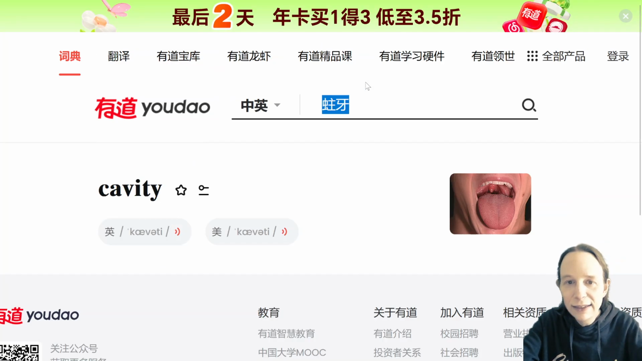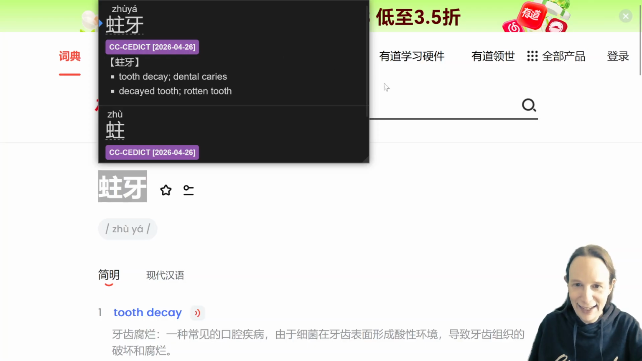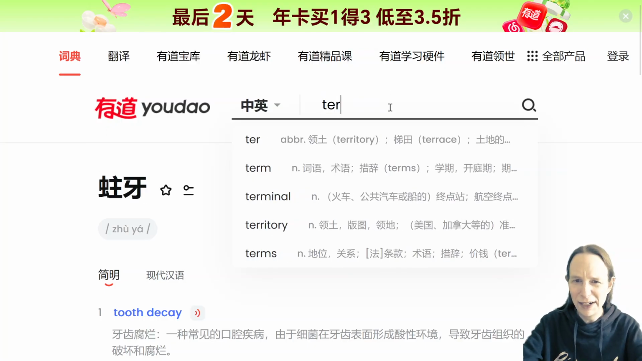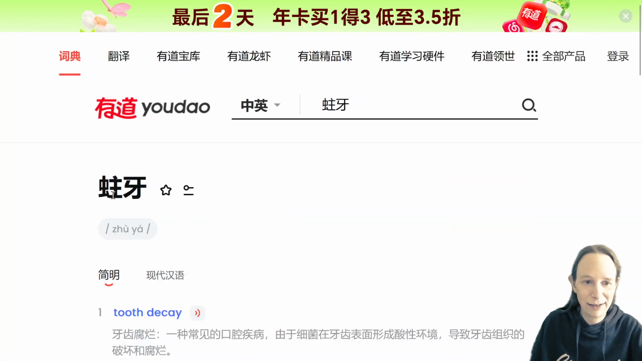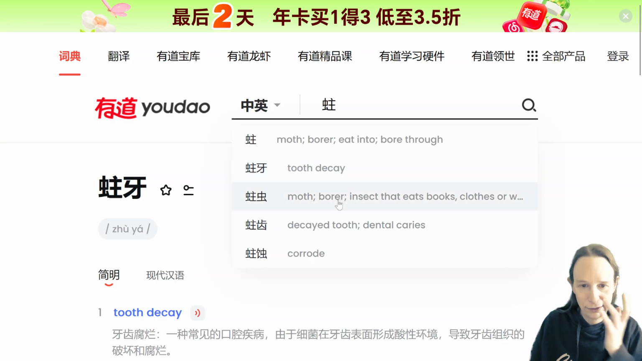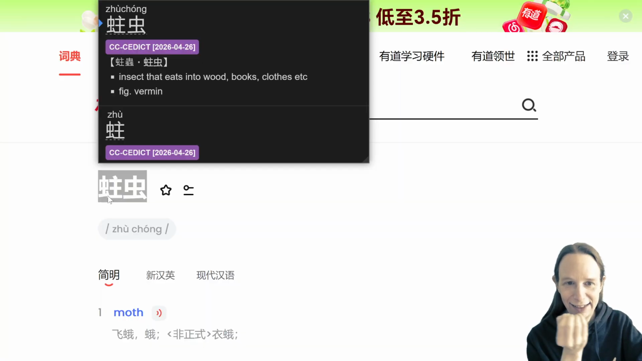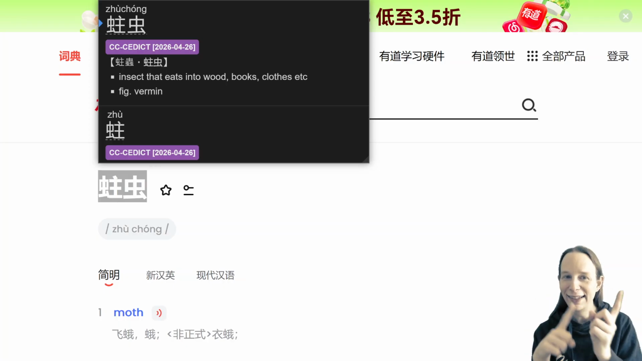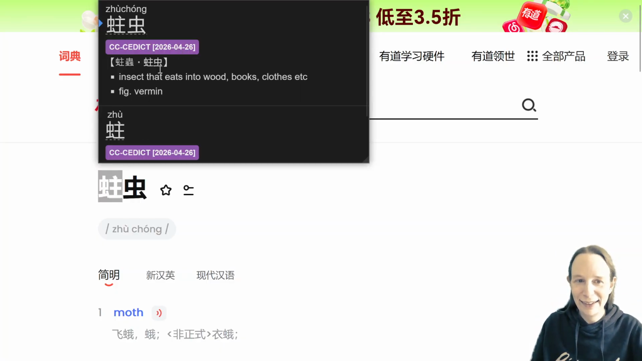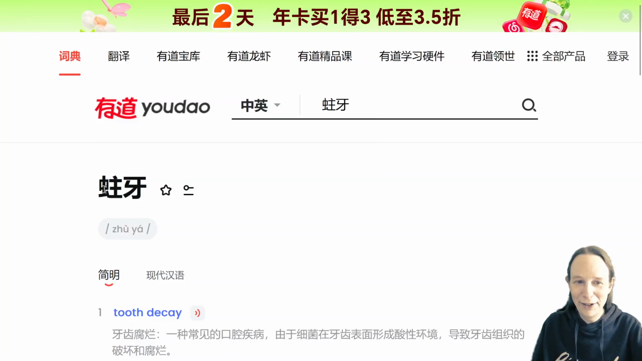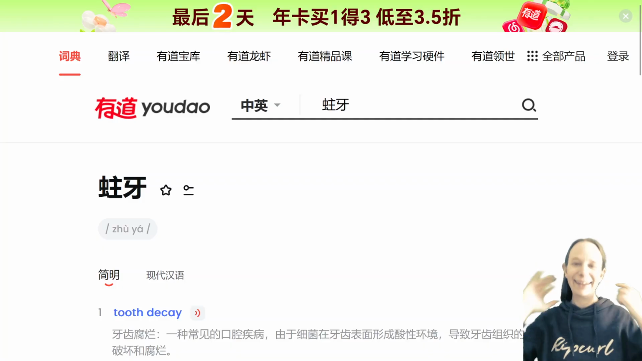蛀牙. Oh, 蛀牙. So 蛀 is an insect that's used in the word for termite, I believe. 蛀虫. No, it's okay. It's an insect that eats into wood. Oh, okay. So a termite is an example of a 蛀虫, but there are other 蛀虫. So it eats into wood, etc. And you use the same character for eating into your teeth. Yeah. All right.